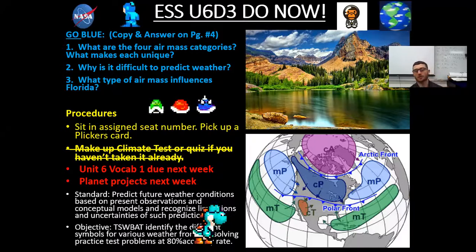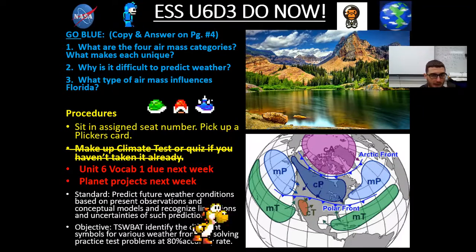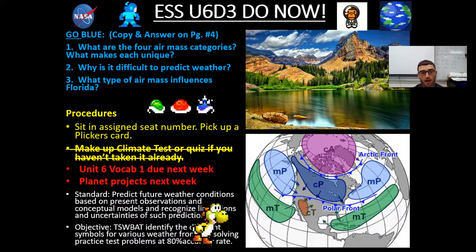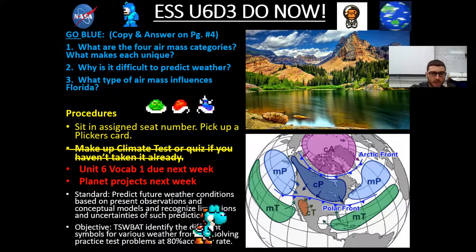As for our Go Blue, our questions state: 1, what are the 4 air mass categories we finished off on the last video? What makes each unique? 2, why is it so difficult to predict weather? Why is weather oftentimes a challenging thing to make a prediction of? And 3, what type of air mass influences Florida? Go ahead and write those down on page 4. Pause the video as you see fit, because I will go a little fast on these YouTube videos, and continue when you are ready.